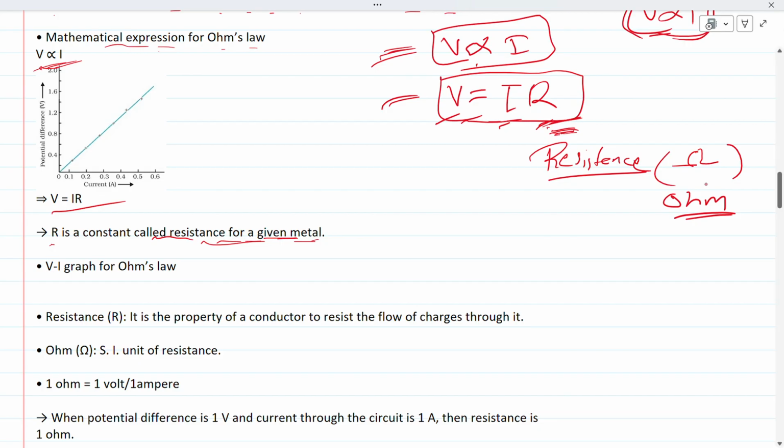The VI graph for Ohm's law, that is, the potential difference versus current graph, is a straight line. Here you can all look at the graph. The graph is a straight line. This is the Ohm's law graph, the graph of potential difference versus current.